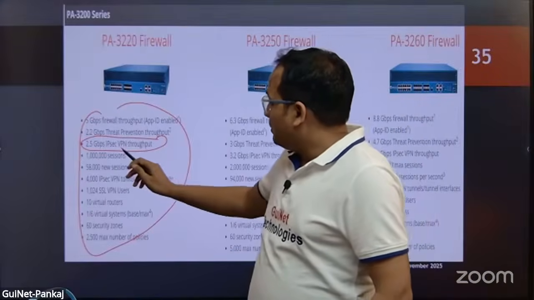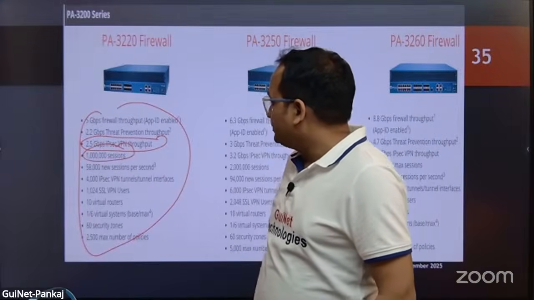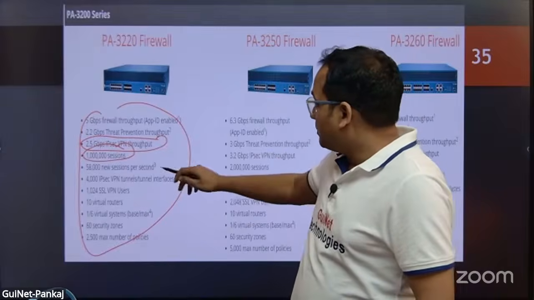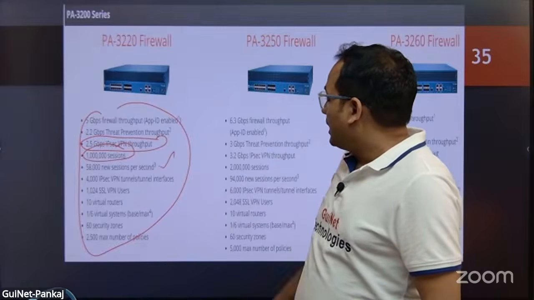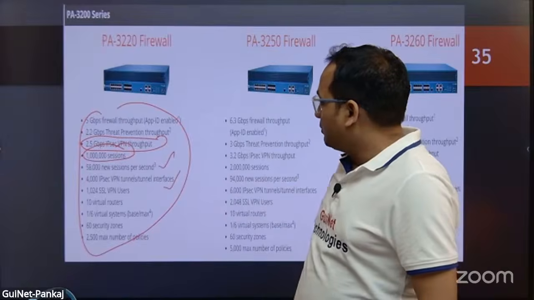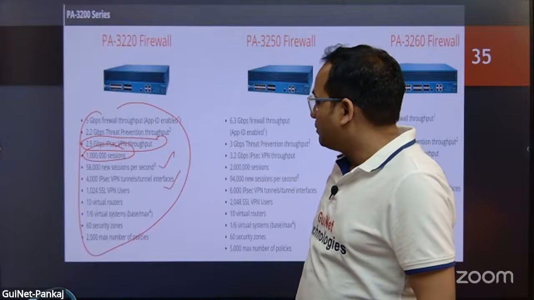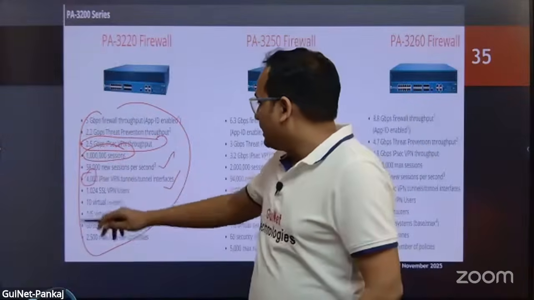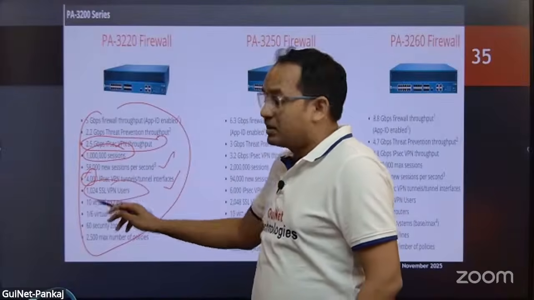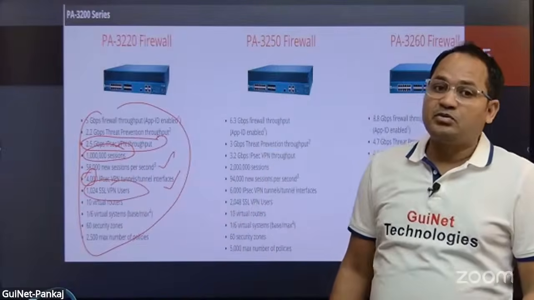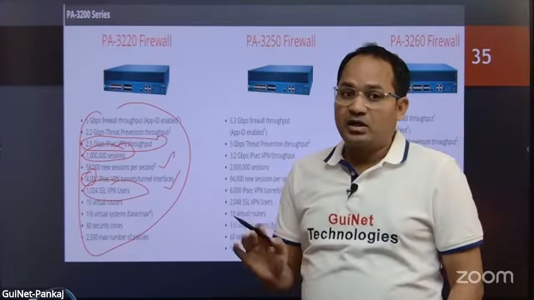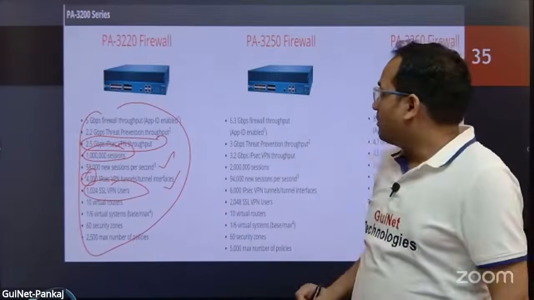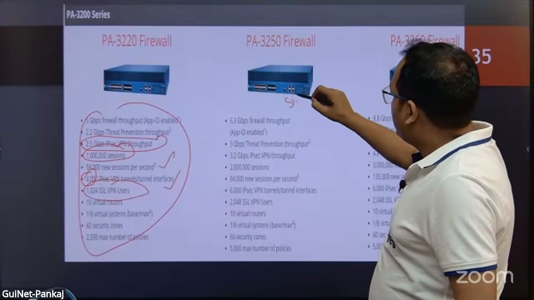Sessions are almost 1 lakh, and 58,000 sessions per second. And the IPsec tunnel throughput is going to be 4000 Mbps. And SSL VPN. Now, this is another feature you are going to get in this firewall, SSL user creation. Before that, regarding the firewall VPN I discussed, there are 2 types of VPN. One is known as site-to-site VPN.